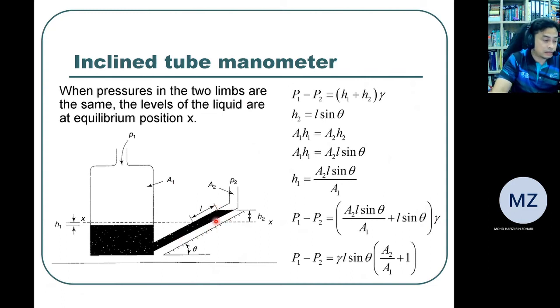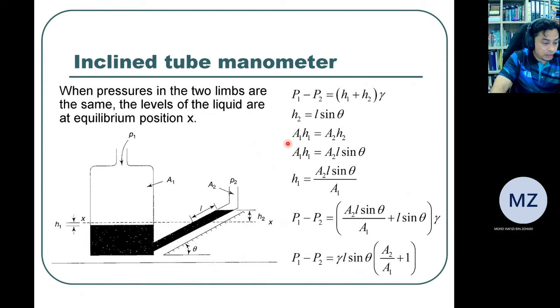The other limb has an inclined angle. So by using the concept of the area and the volume, the change of volume here is equal to the change of volume inside here. So for this one here.